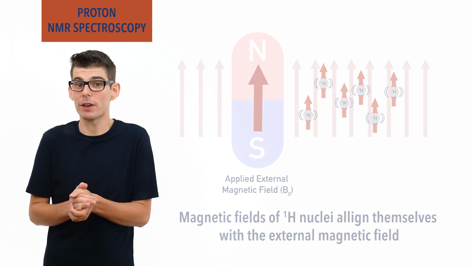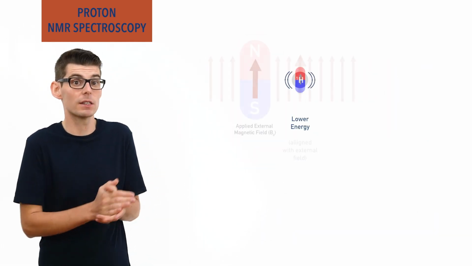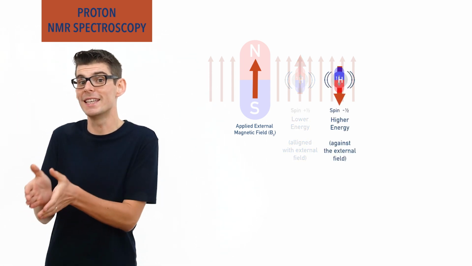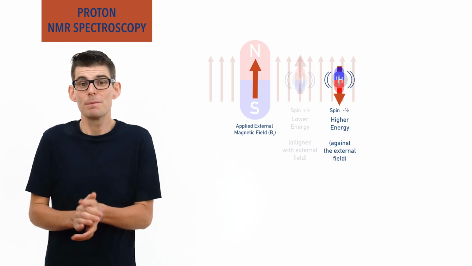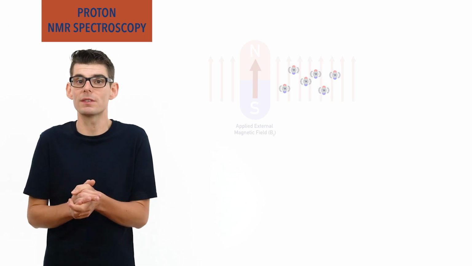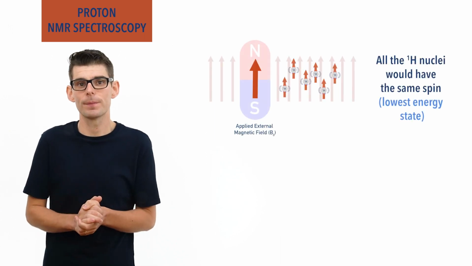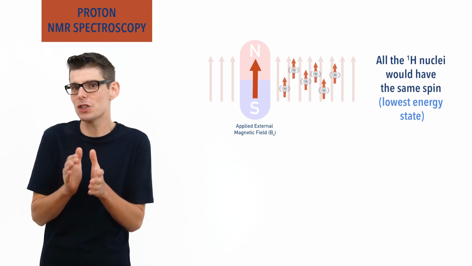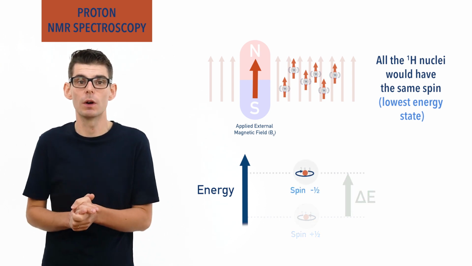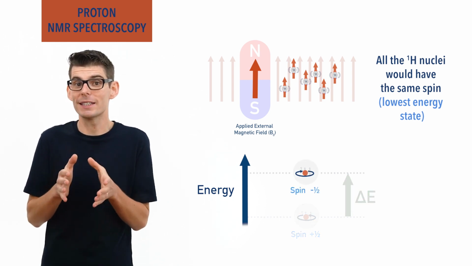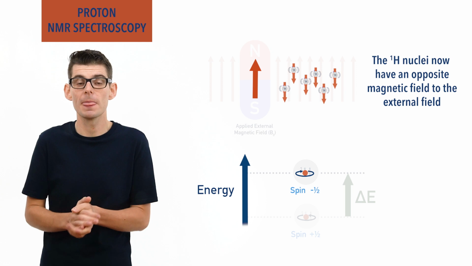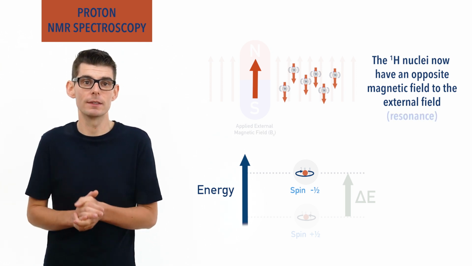Essentially, one spin direction becomes lower energy, the one that's aligned to the external magnetic field, and the other direction becomes higher energy, the one that goes against the external magnetic field. The protons will all exist in the lowest energy state possible, meaning they will all have the same spin with the lowest energy. If a specific amount of energy is absorbed by these protons, however, their spins can be changed to the higher energy one, and as a result, they will have a magnetic field that is opposite in direction to the larger external magnetic field. This process is called resonance.